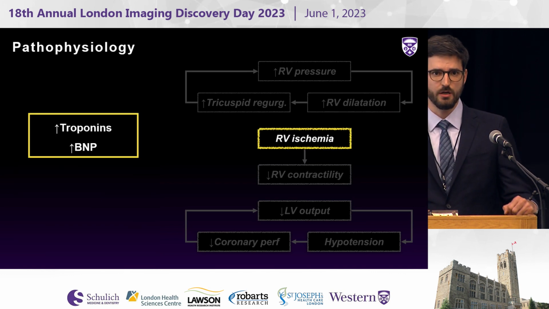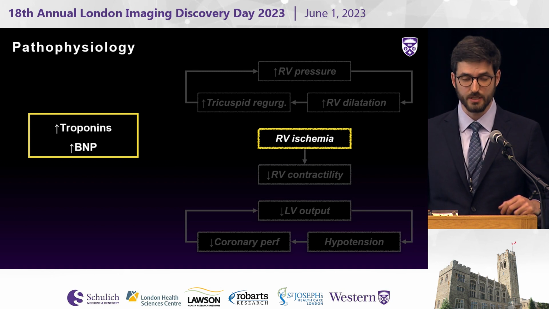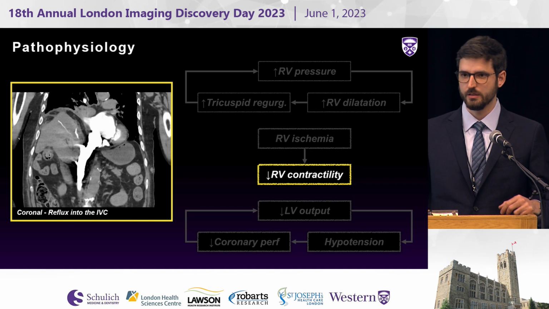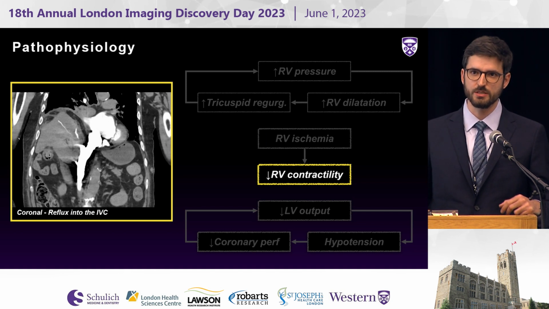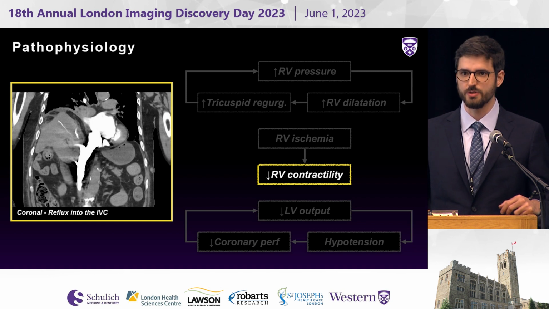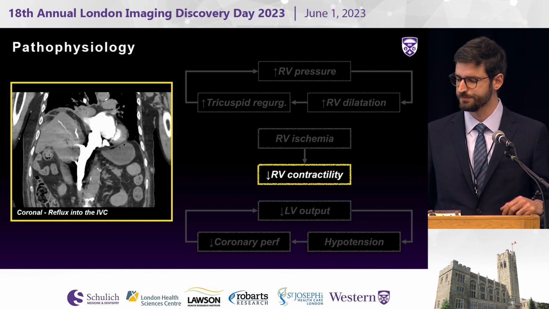The ischemic heart, well, this is quite easy. We have the troponins, we have the BNP. All those are markers of ischemic injury to the heart. The lack of contractility of the RV, well, we see this on imaging as reflux of contrast into the IVC or the hepatic vein. Specifically, this patient on image, he arrested on the table. So that's why we see so much reflux.